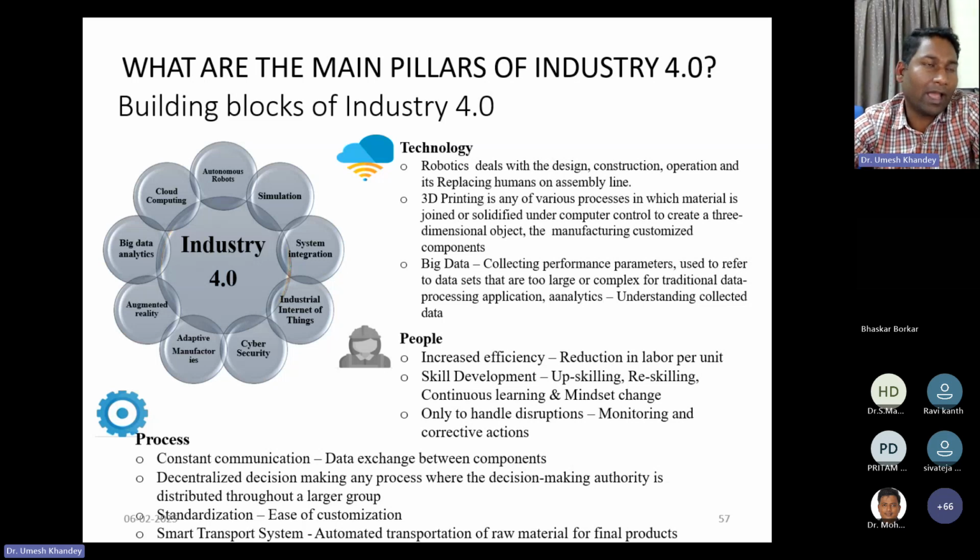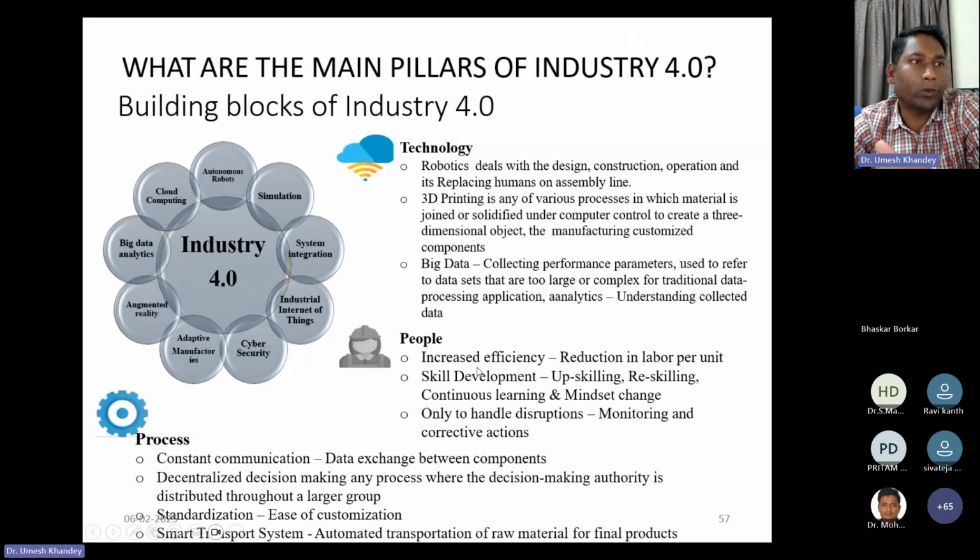Next, big data. As I said, it refers to the huge amount of data you may collect, and data sets that are too large or complex for a traditional data processing application. Analytics, that is, understanding the collected data, are some of the functions you perform on this huge amount of data, which is known as big data.